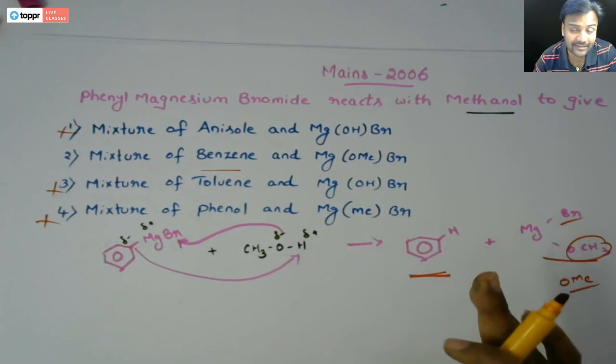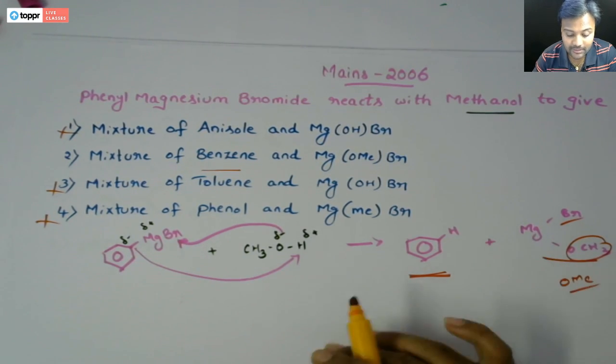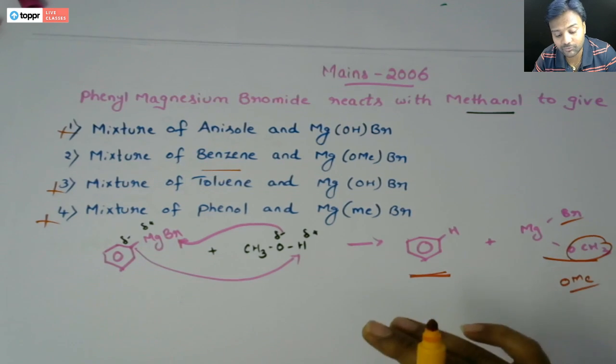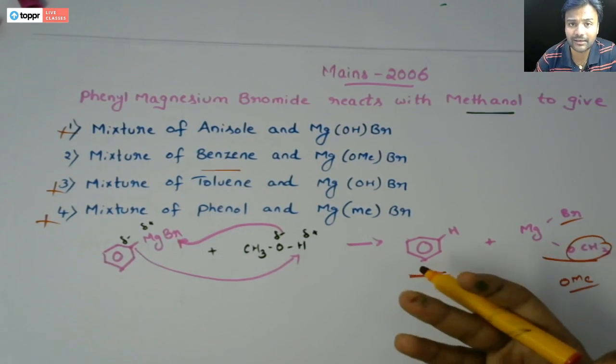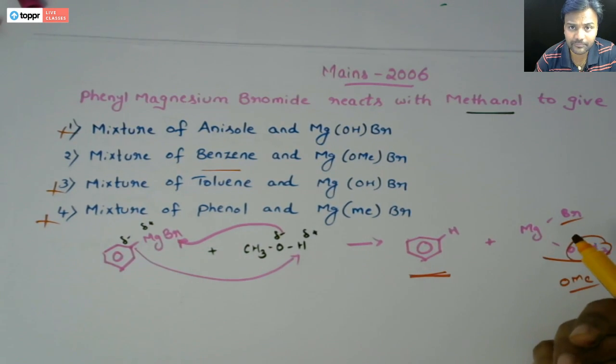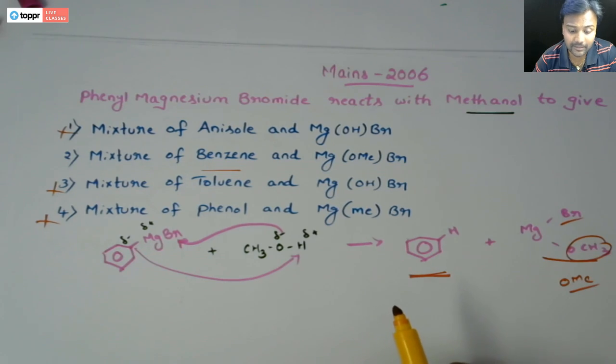This is a side reaction that happens usually. Usually this is not the purpose for which the Grignard reagent is prepared. Grignard reagent is usually prepared to treat aldehydes or ketones, where you can get primary, secondary, and tertiary alcohols like this. But this is the side reaction.